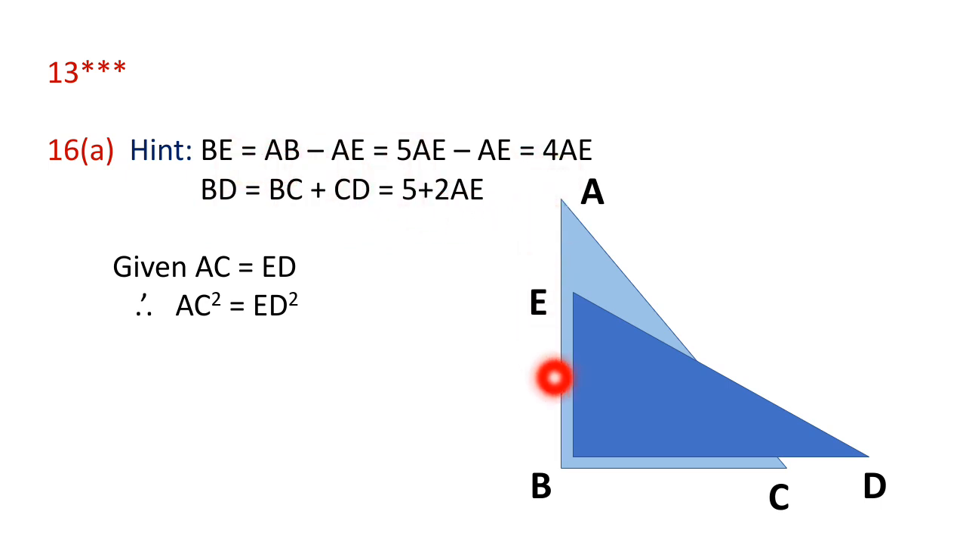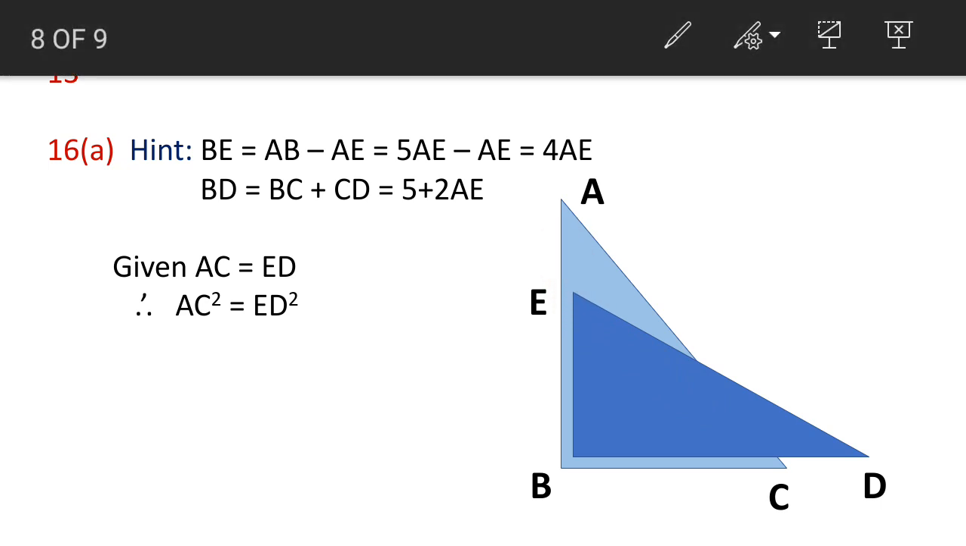So this 4X and this 5 plus 2X, use the Pythagoras theorem. It is given that AC is equal to AD, so you can take AC square equal to AD square. Now you have ED square. See, ED square is equal to BE square, that is (4X) square plus (5 plus 2X) whole square. And for AC, you can take AB square plus BC square. So try to do it by yourself.